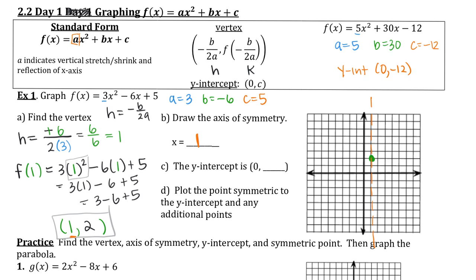Okay, part C, the y-intercept is 0, comma, something. So if I plug 0 in for this and this, I am left with the c value. Since c is 5, my y-intercept is at 0, 5. Okay, I'm going to graph 0, 5 on my y-axis. This is the y-axis. 1, 2, 3, 4, 5.